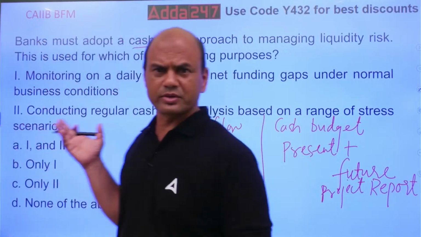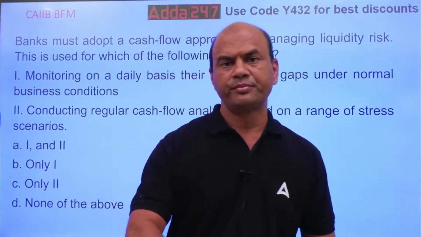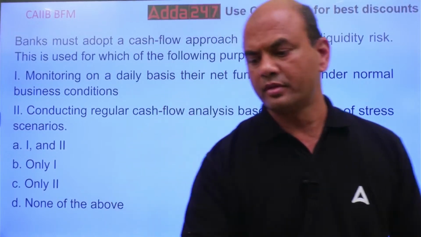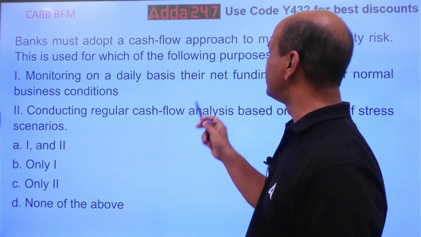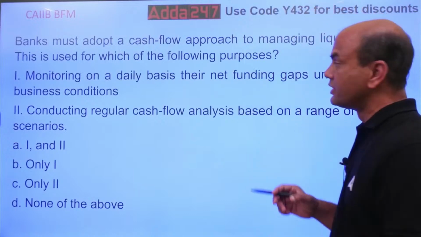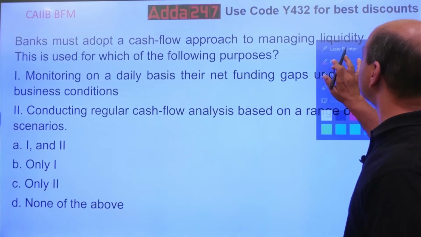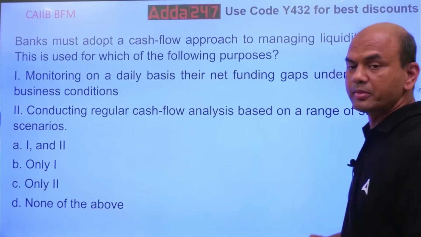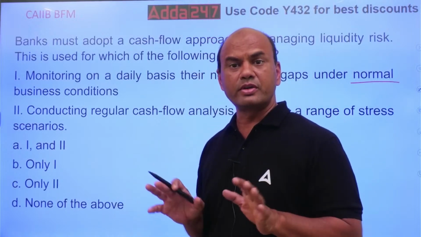So now look at the question here. I was first explaining the concept to you. Monitoring on a daily basis their net funding gaps under normal business conditions. So monitoring the daily gaps under normal business conditions. What do you mean by normal business condition? Normal means whatever is going on regularly.